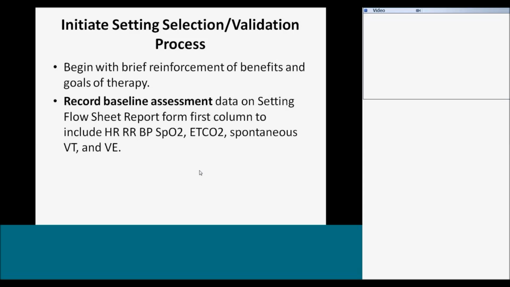If they're on another type of support, you're going to collect this data and note that it was on another type of support. If they're not on any other support, they're just breathing spontaneously, note that. And you want to include the basic information: heart rate, respiratory rate, blood pressure, pulse ox. If your titration is going to require an end-tidal CO2 monitor, we can send you one and collect that data, spontaneous tidal volume and minute volume, which you'll collect with a soft mask and respirometer, which if you're doing a complex titration, then we can send you those devices as well.